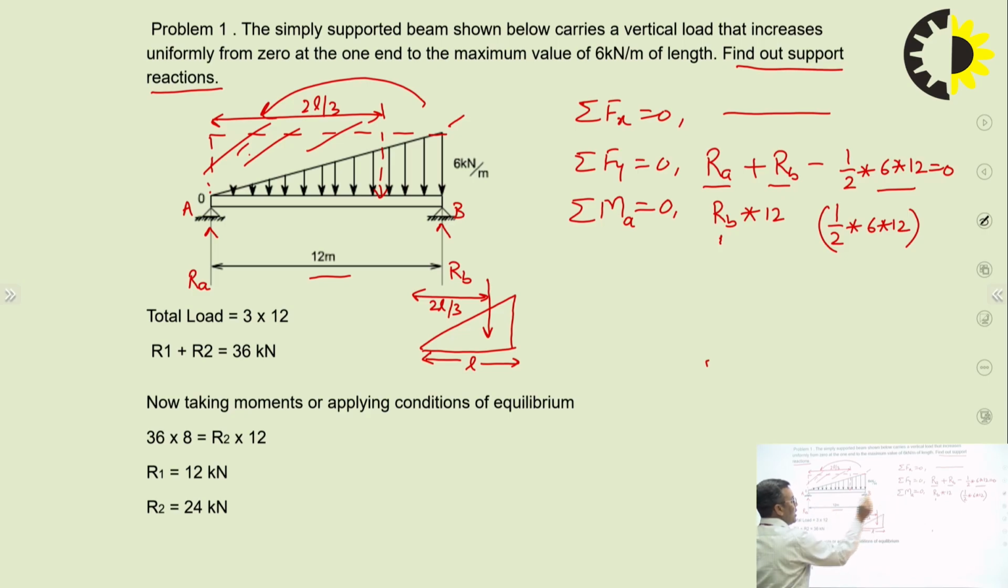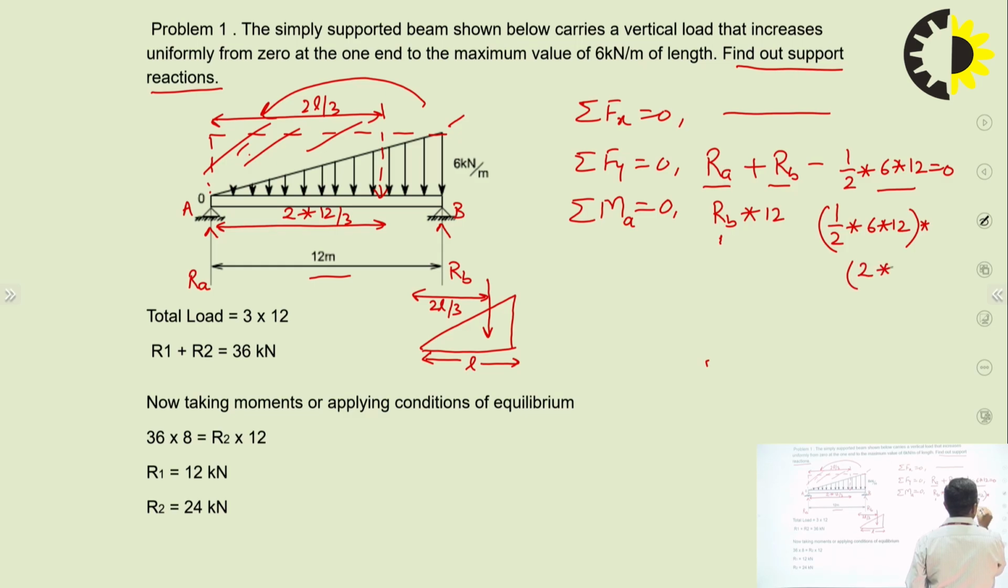So the load is already there. What is the perpendicular distance of this? 2 into 12 by 3. So I can write here 2 into 12 by 3. What will be the nature of rotation? It is clockwise. Since I took anti-clockwise as positive, I am taking it as negative, equals to 0. Any other force? Any other moment? No.